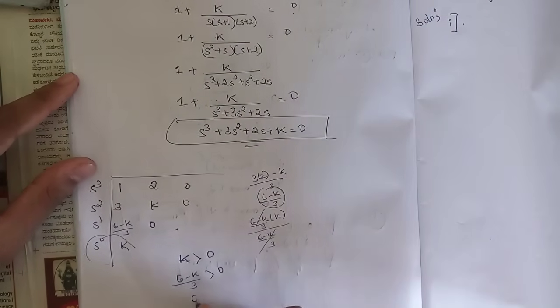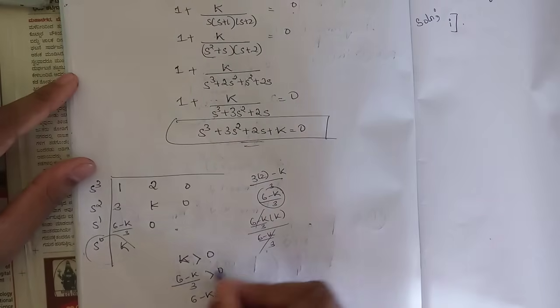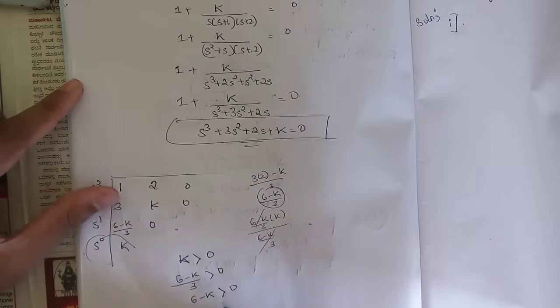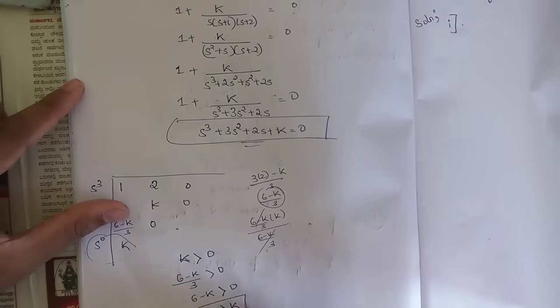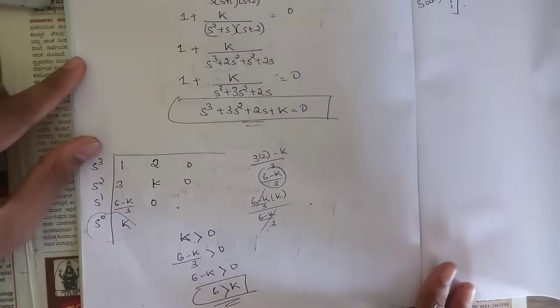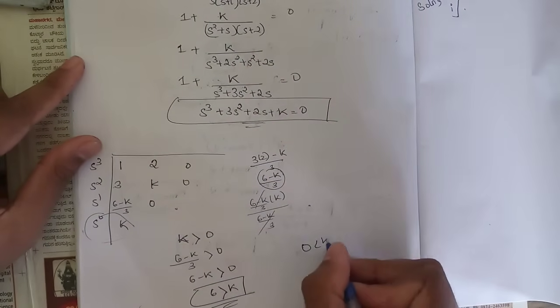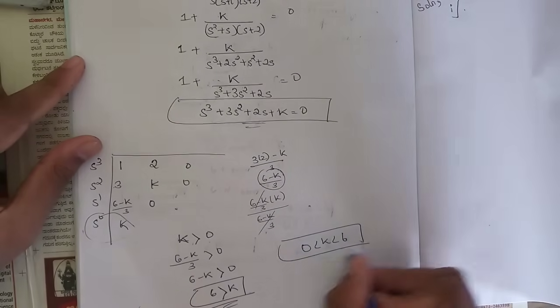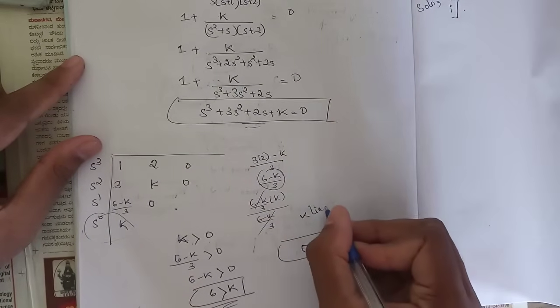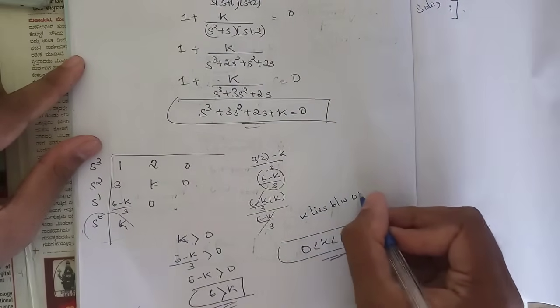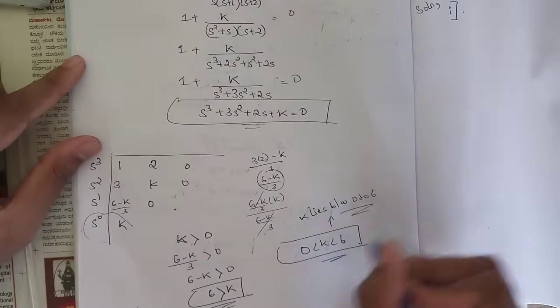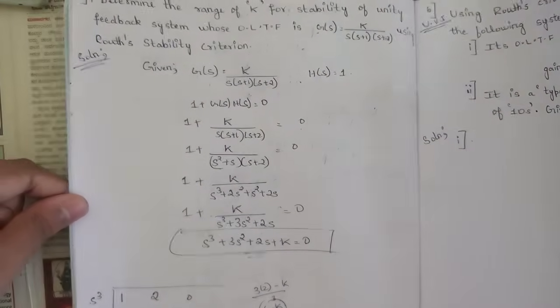If we bring the 3 to the other side, 6 minus k is greater than 0, therefore 6 is greater than k. So we can say that the range of k is from 0 to 6. So k lies between 0 and 6. This is the range of k. This was one simple problem which is there in the model paper, so that's why I've solved it.